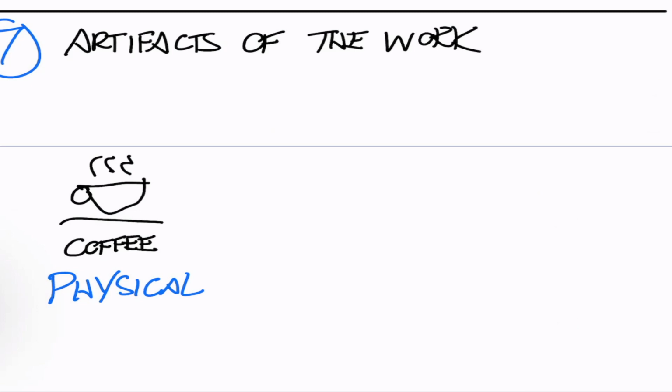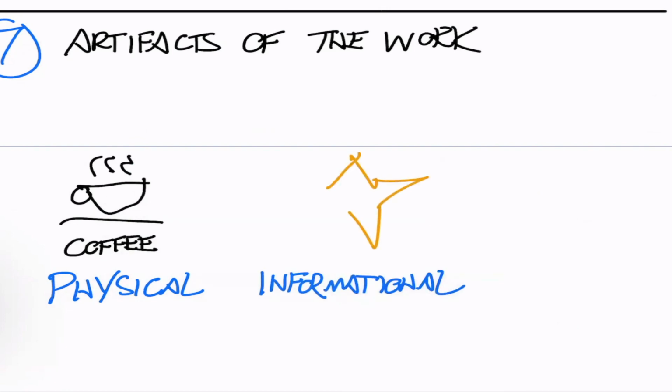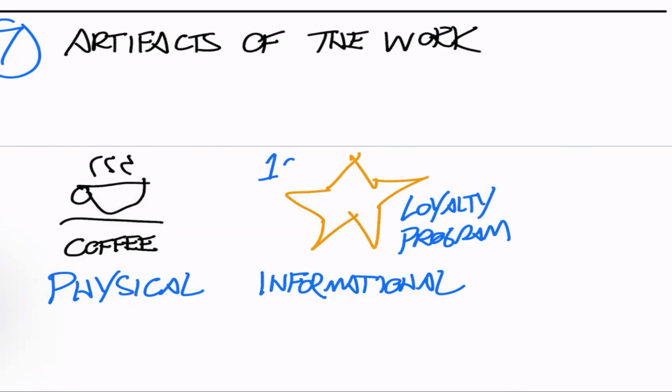There's also something that's informational. An example of informational could be a loyalty program. I have a specific customer and they're collecting stars. Just say if they get 10 stars, they can get a free cup of coffee.